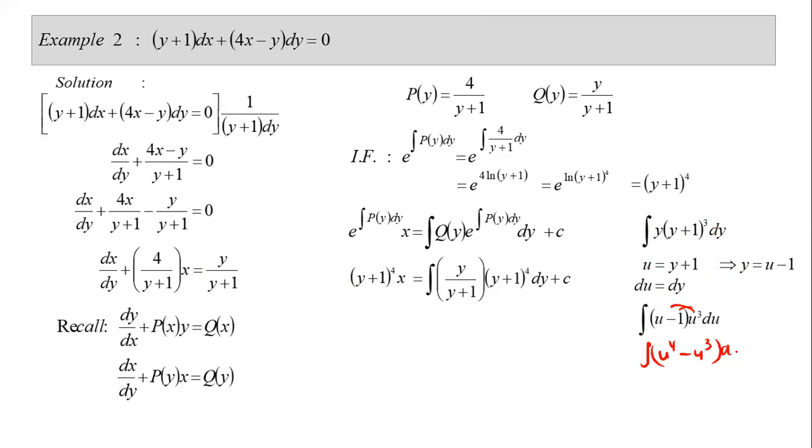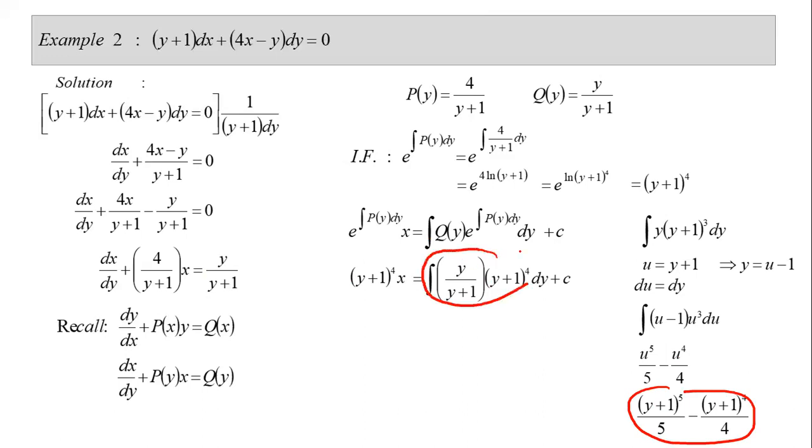So that's u to the 5 over 5 minus u to the 4 over 4. And then I simply do not add c here because this is our integrating factor. Okay. And you can just write it of the form y plus 1 to the 5th power. You just replace u by y plus 1, okay, over 5 minus the quantity y plus 1 to the fourth power over 4. And again, I simply do not write plus c here. Okay, and then this shall be used to replace this one.